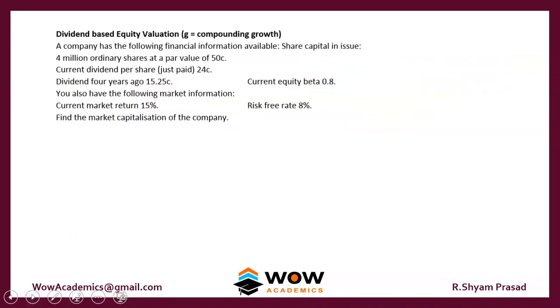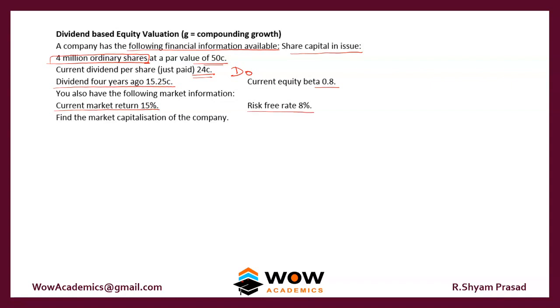So we have a problem here. A company has the following financial information available. The share capital in issue is 4 million shares worth 50 cents each. So they have given you the total number of shares. Current dividend per share is 24 cents. So current dividend per share is D0. Dividends 4 years ago were 15.25 cents. The current equity beta is 0.8, the current market return is 15% and RF is 8%.